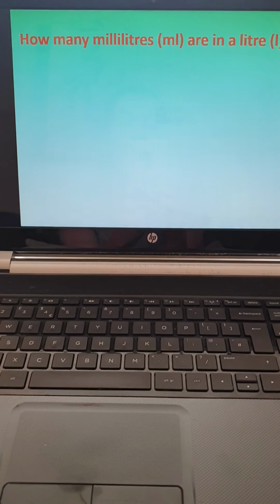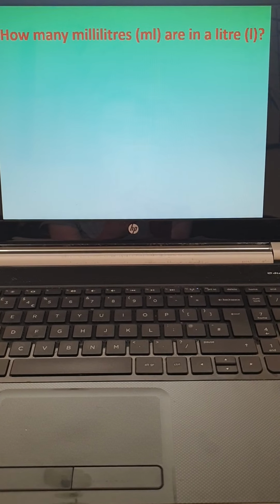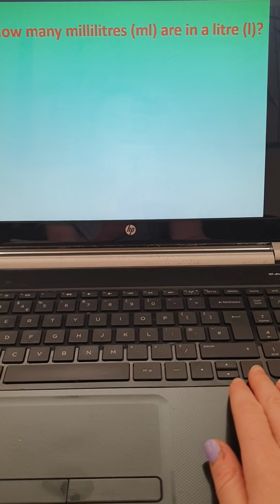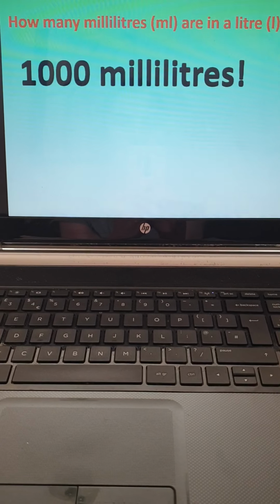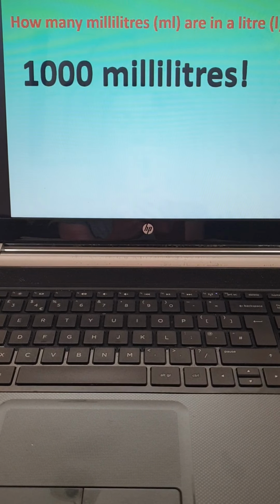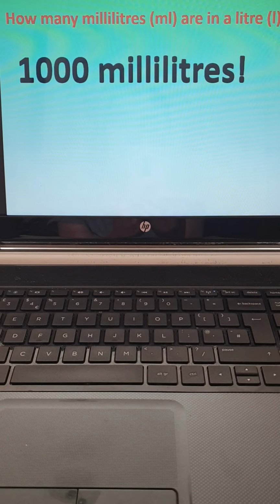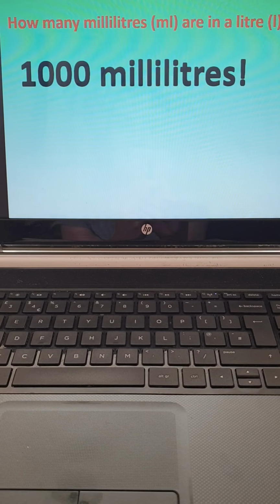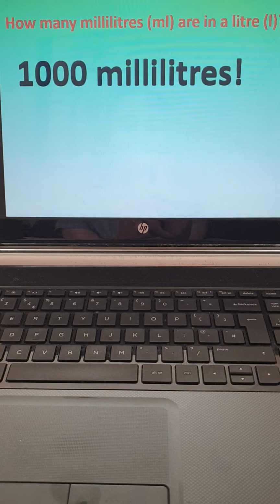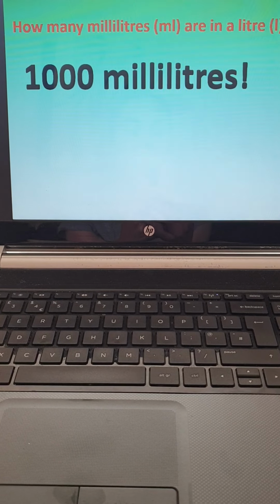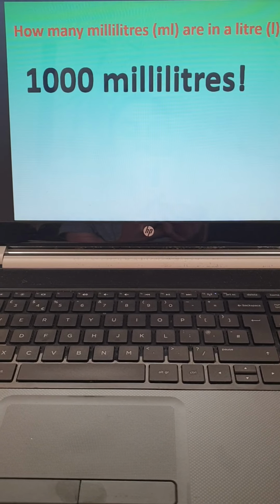I'm going to show you how they're even more similar. How many milliliters are in a liter? Milli always stands for 1,000. So we have 1,000 milliliters is equal to 1 liter. That's something you always need to remember. 1,000 milliliters is equal to 1 liter.